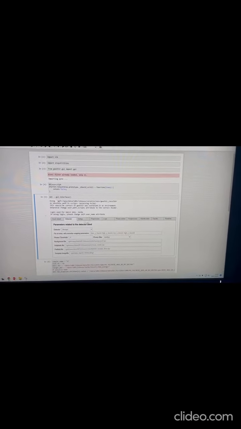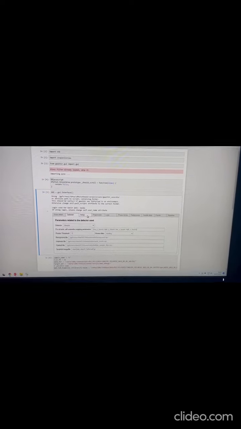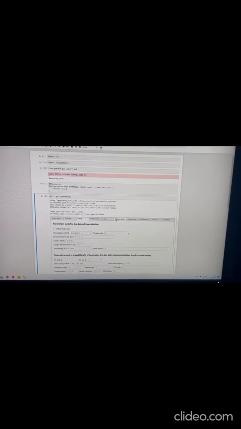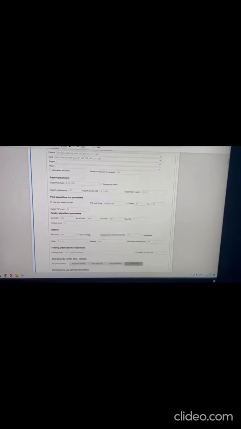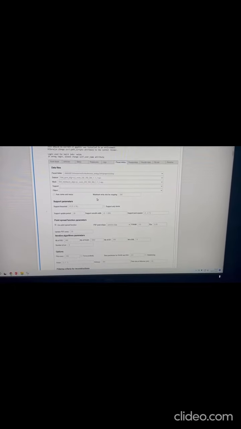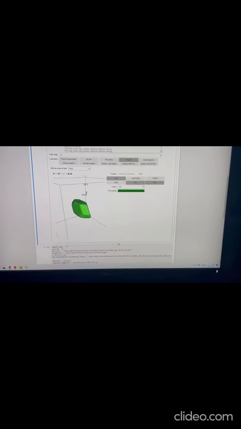Here you can see we can put in different parameters such as the detector parameters, the setup, and various other settings. The phase retrieval is done in the Jupyter notebook, and as we can see, this is the phase retrieval, and we can get an idea about the structure of the crystal and its different facets. And finally, this is what a crystal looks like.